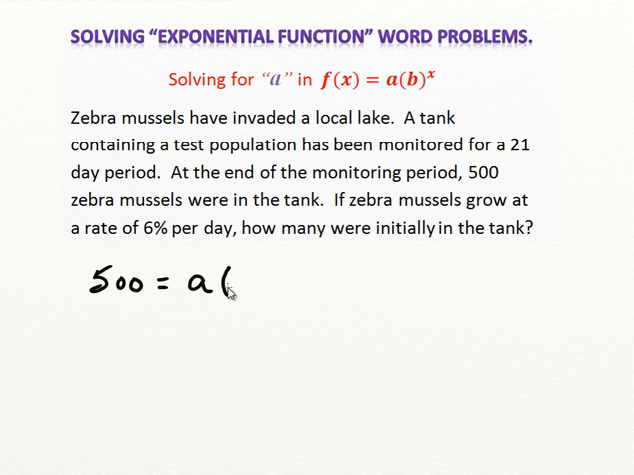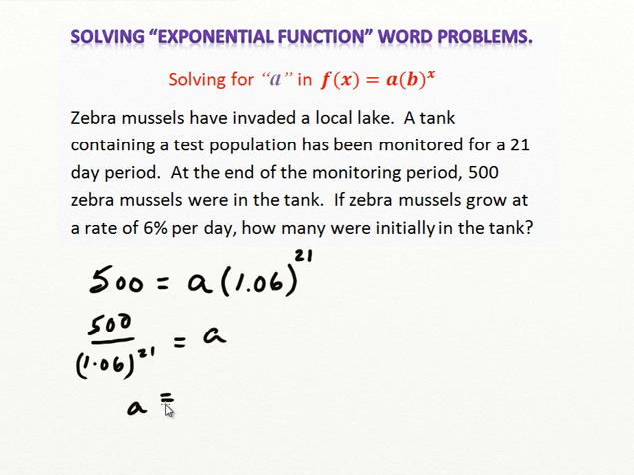They were growing at a rate of 6% per day, which is 1.06. And how many days were they monitored? Well, they were monitored for 21 days, and there we have our equation. So simply solving for A, I can just say, all right, I'm going to take 500 and divide it by 1.06 to the exponent 21, and that will be the value of A.